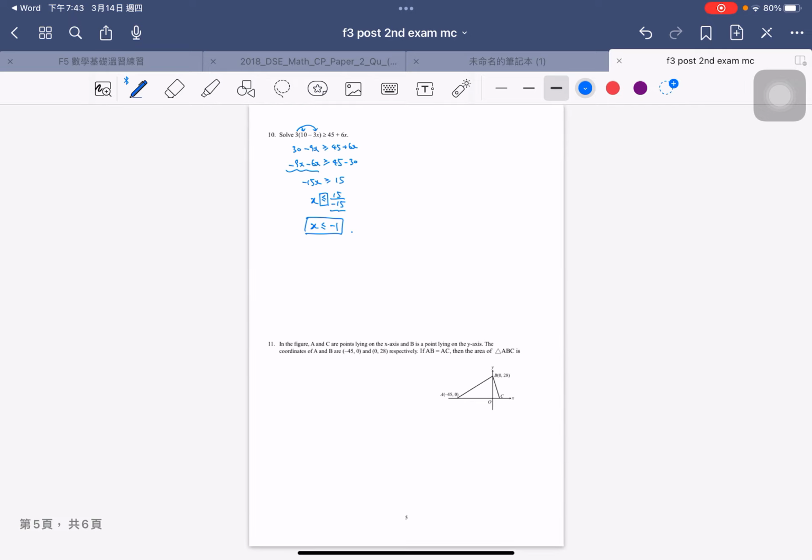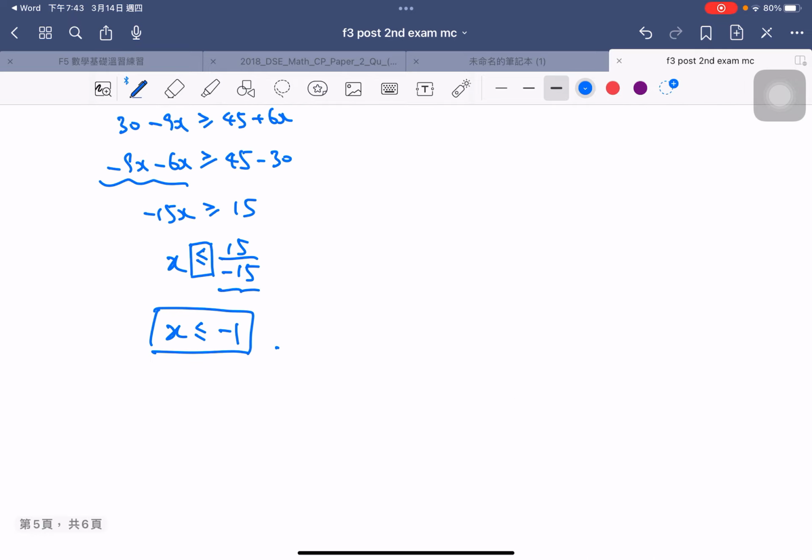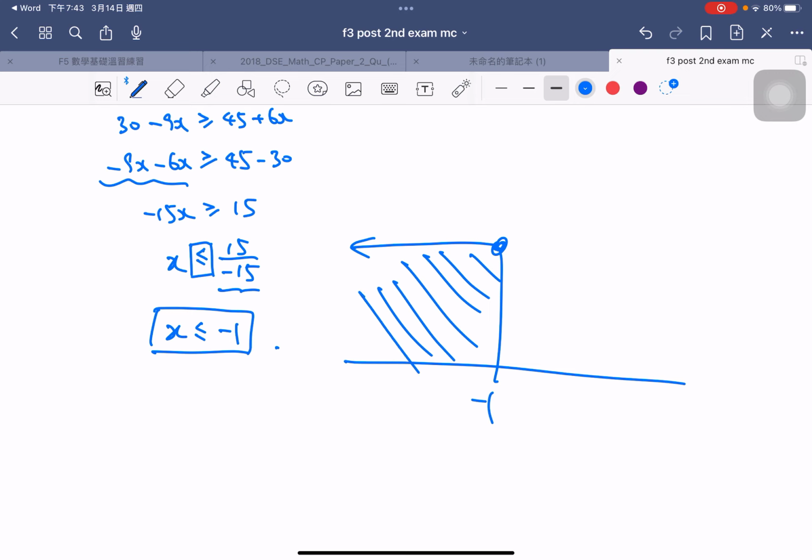So for this one, let me tell you some more. Glauber, can you draw the picture for me? So this is going to be negative 1. Is it going left or going right? Oh, you're correct. So it's going to the left, because it's smaller.